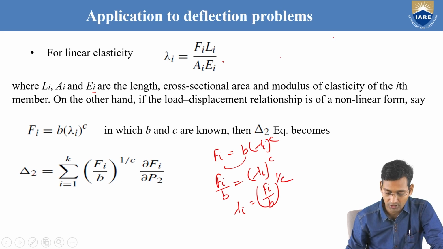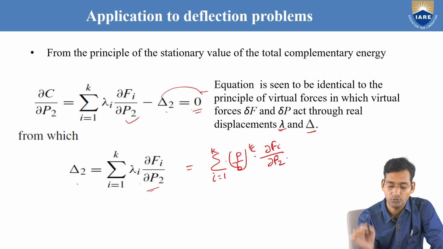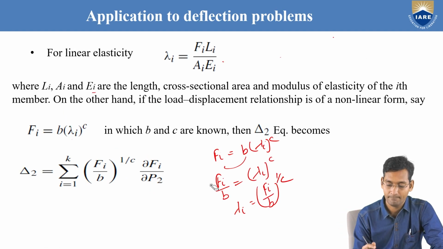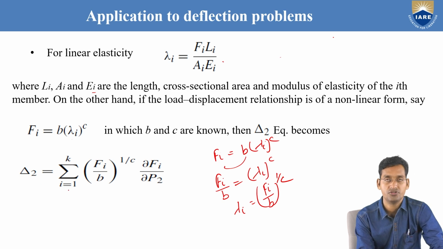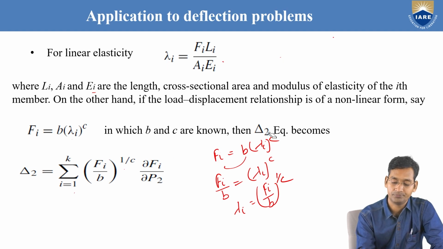So this is the delta 2 formula, right? From here you can write delta 2 equals sigma i equals 1 to K, lambda i, what we got: Fi by B power 1 by C, and dou Fi by dou P2. That is equal to delta 2. So after substituting, delta 2 equals sigma i equals 1 to K, Fi by B whole power 1 by C, dou Fi by dou P2.